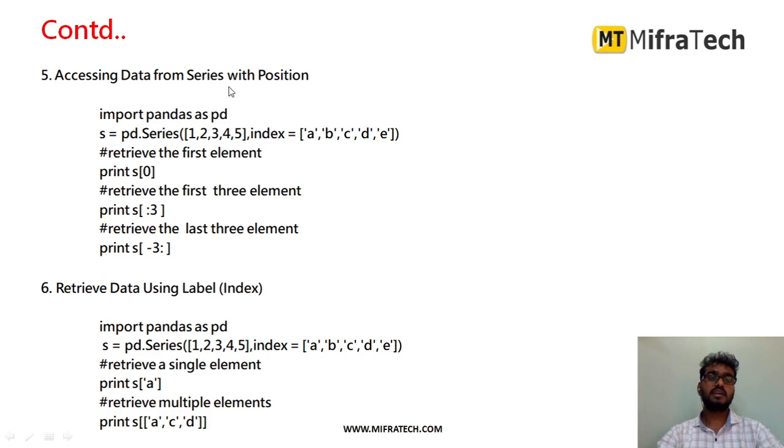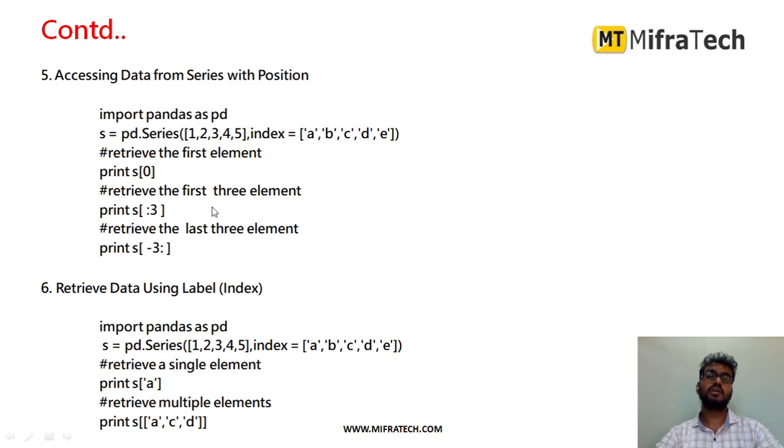We can access the data from the series by position. First we import pandas as pd, then we create s is equal to pd.Series, passing the first parameter as an array or list, along with the index. After passing the index, we can access the stored values in the series by just mentioning the position of the element. If we want to access the first element of this series, that is 1, we give print of the series name s, and inside square brackets the position 0, and we get output as 1.